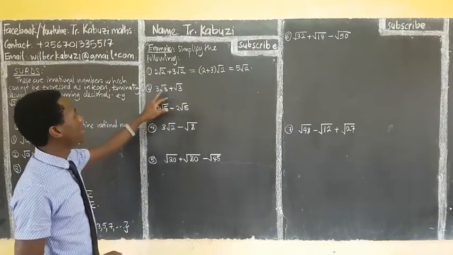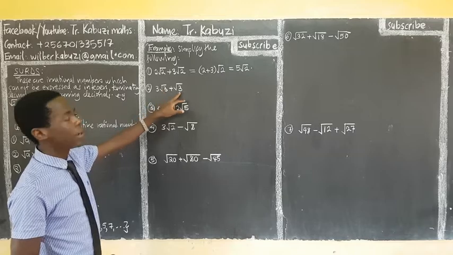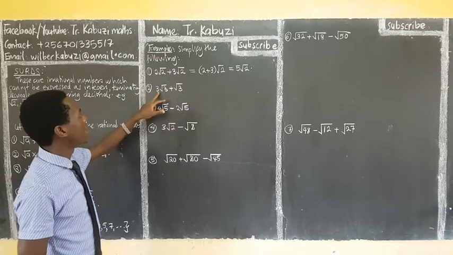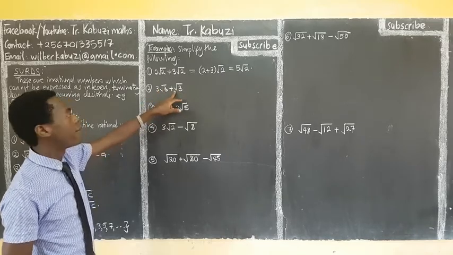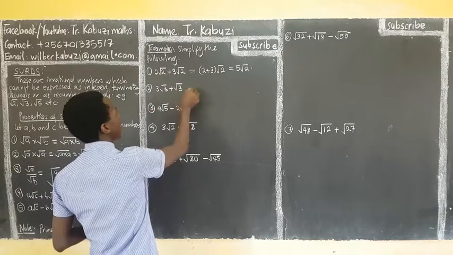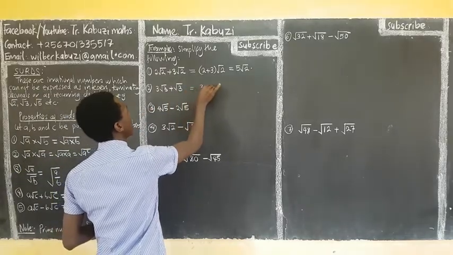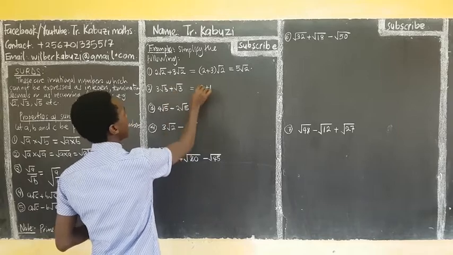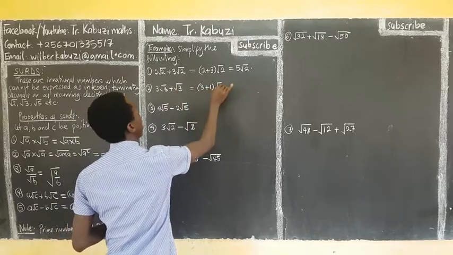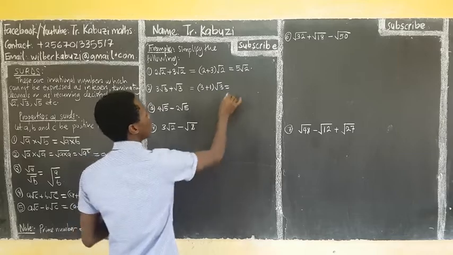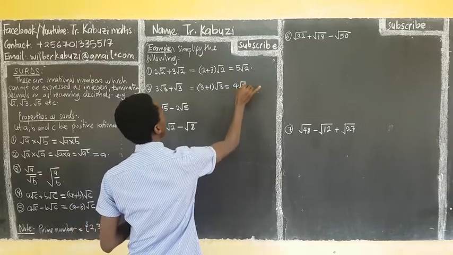Now here, root 3 and root 3. So there I can add. The coefficient there is 3. Here we have 1. Instead here there is a silent 1. So I'll be having now 3 plus 1, then under root 3, which will give you 4 root 3.